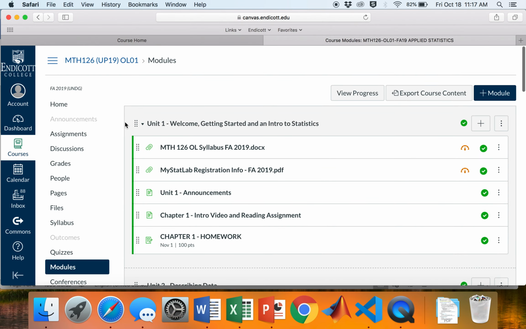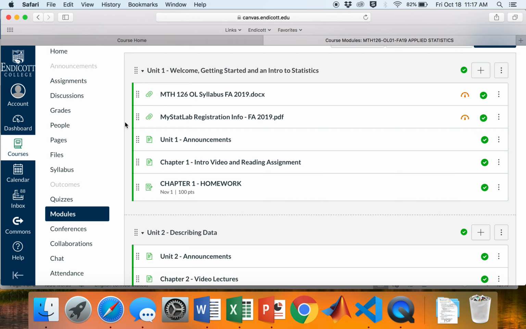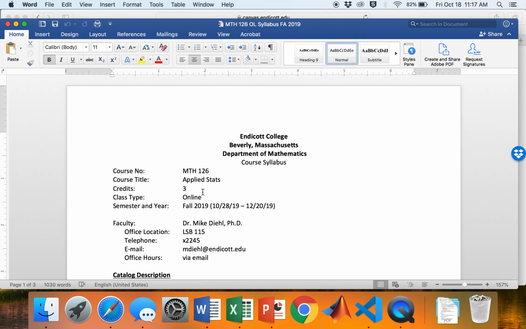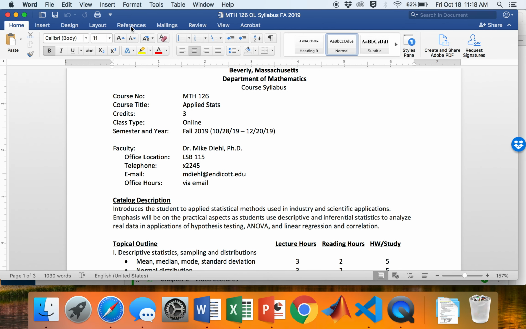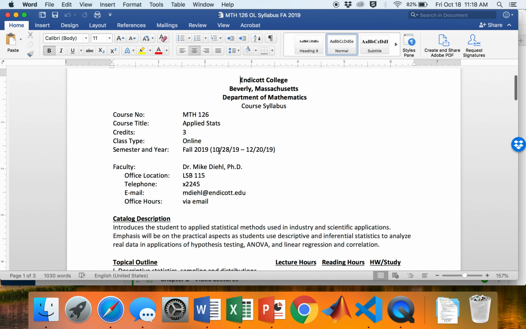Within Canvas, I'll show you a few other features as we go through this. But first, the first thing to click on is maybe our syllabus. If you want to, you can click on the syllabus right here. It should open up a Word document, which hopefully looks like this. I'll just go through this. It contains a lot of the info that we'll need, and I'll flash back and forth between Canvas and here as needed. So here we are.